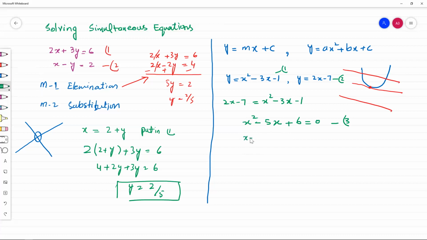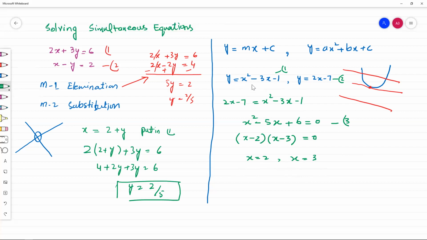The factors are x minus 2 and x minus 3, equal to 0. So x is equal to 2 and x is equal to 3 are the 2 points. These are the coordinates on the x-axis. So how to find the other coordinate, the y coordinate? Just put these values in any one of these equations.